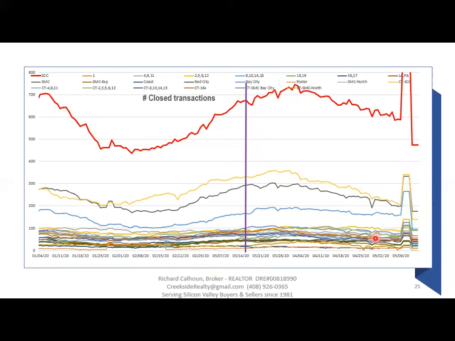Here's all the different micro market areas, and you can see every single micro market area is doing the same thing. So I either did a global data error collection, or it's something to do with the calendar. And I looked because it caught me off guard initially, but I couldn't find it. So I believe that's simply a calendar effect.